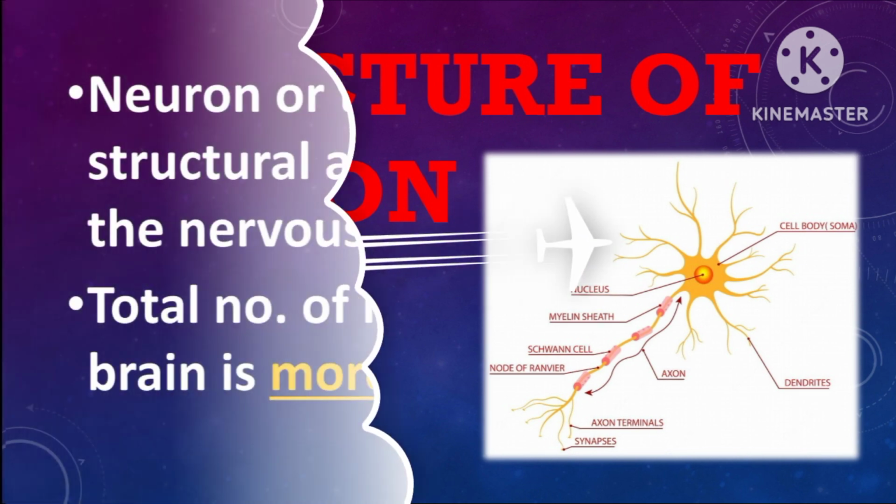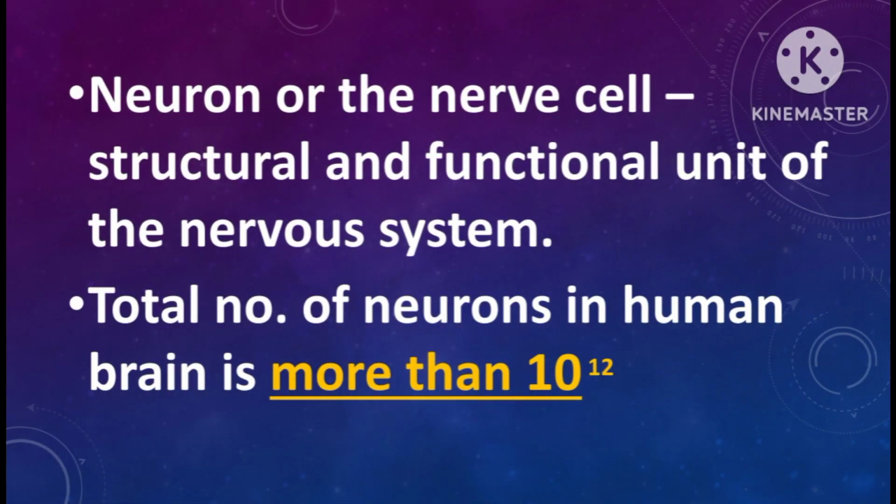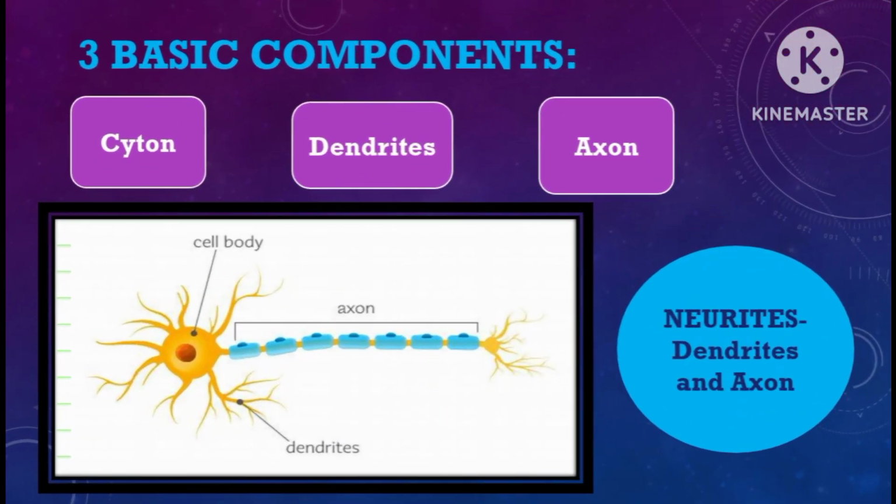Let's start the topic. Neuron or the nerve cell is the structural and functional unit of the nervous system. The total number of estimated neurons in our human brain is more than 10 to the power 12. A neuron consists of three basic parts. One is Cyton, second one is Dendrites, third one is Axon. Of these three, Dendrites and Axon come under neurites. These two are also called neurites. Now let's see these basic parts in detail.